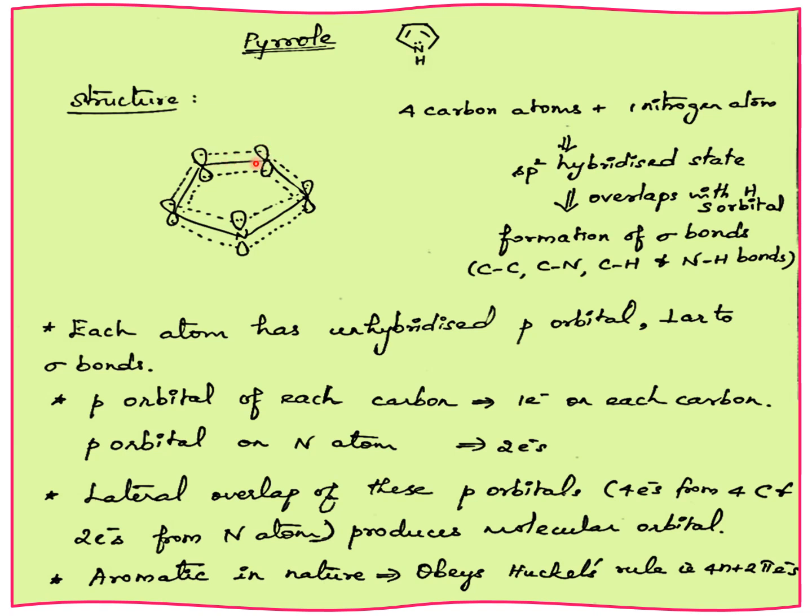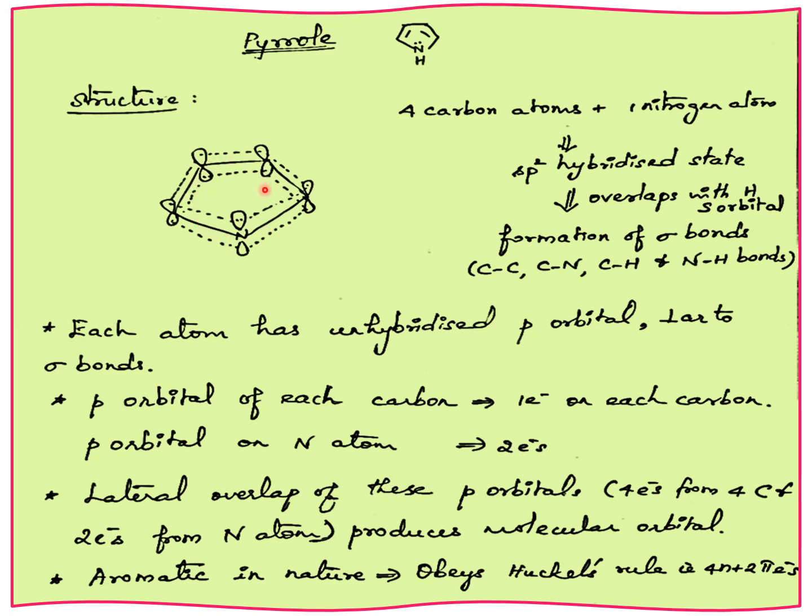Here, each carbon is having 1 electron. So totally 4 carbon atoms, we are having 4 electrons on 4 carbon atoms. And there is a lone pair of electrons on the nitrogen atom. So totally we are having 4 electrons from carbon, 2 electrons from nitrogen. So totally we are having 6 pi electrons. And the lateral overlap of these p orbitals of carbon and nitrogen produces the molecular orbital containing 6 pi electrons.